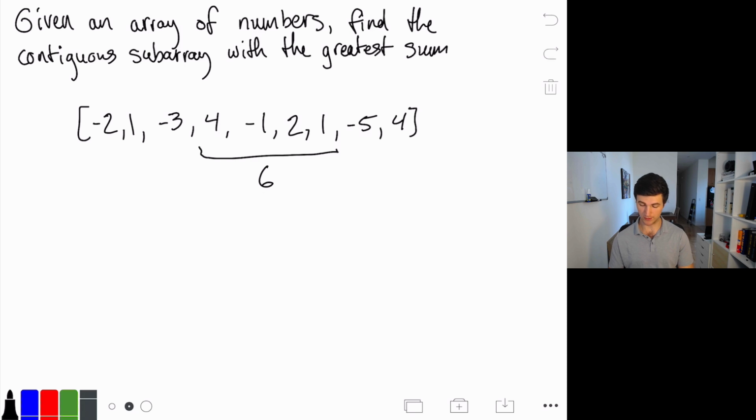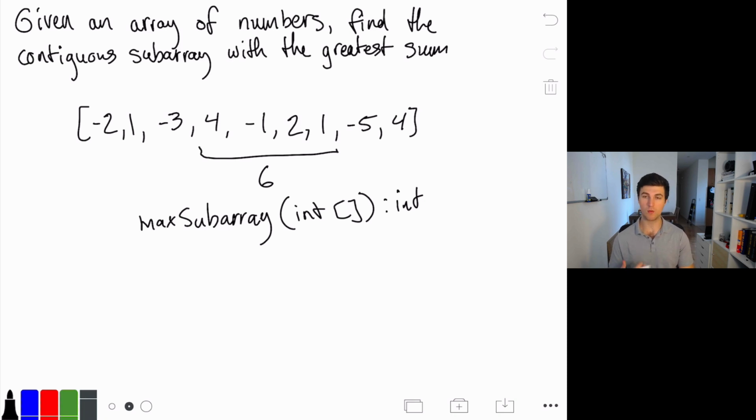So we're going to write a function, something like max subarray. All it's going to do is take in an int array and return an integer. That's all we have to do for our function definition.